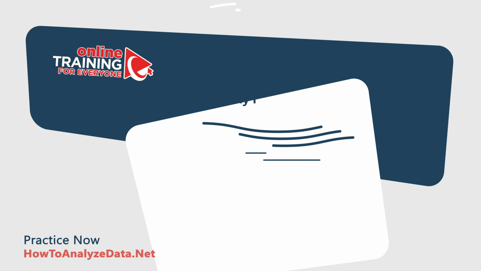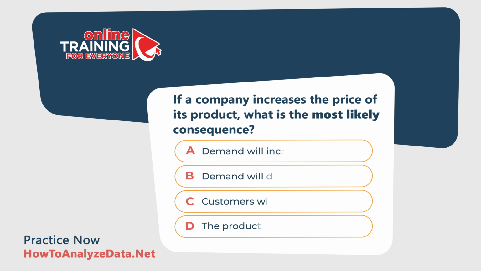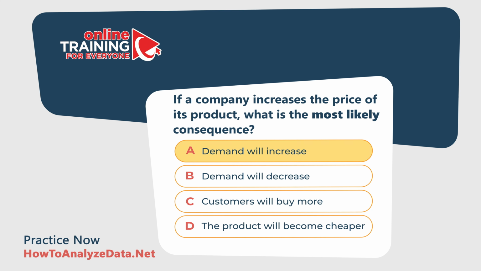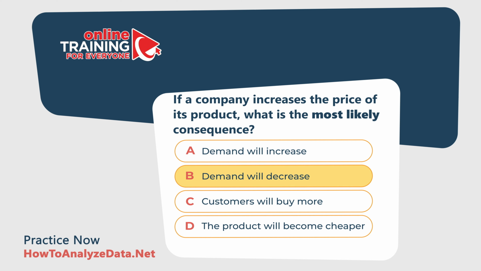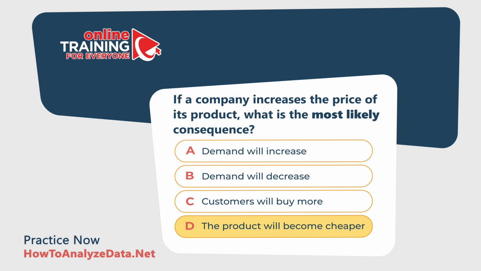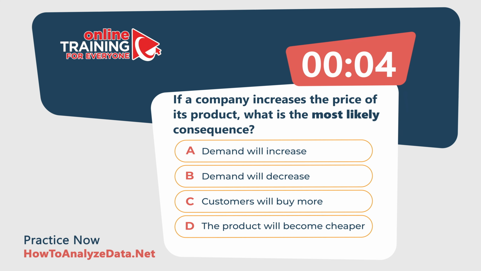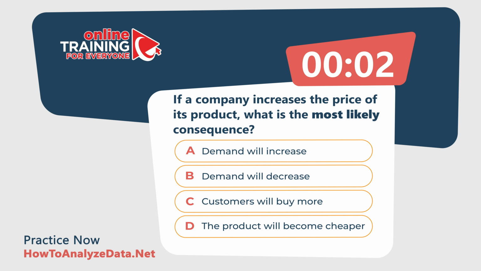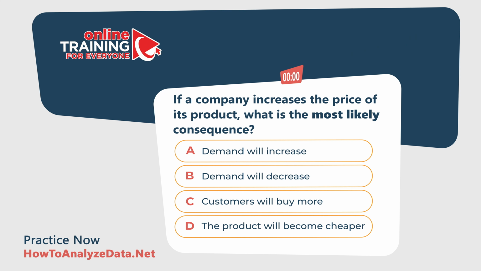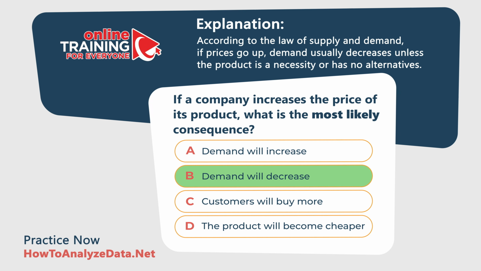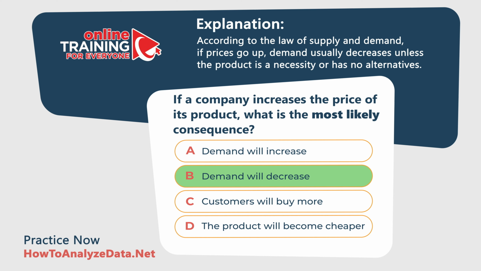If a company increases the price of the product, what is the most likely consequence? A. Demand will increase. B. Demand will decrease. C. Customers will buy more. D. The product will become cheaper. Correct answer is B. Demand will decrease. And here's why. According to the law of supply and demand, if prices go up, demand usually decreases unless the product is a necessity or has no alternatives.